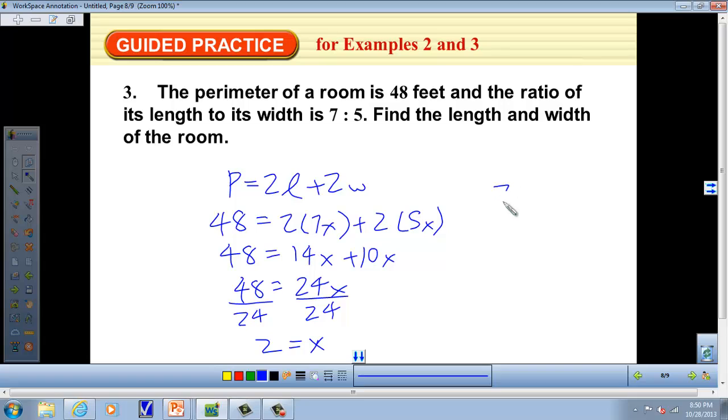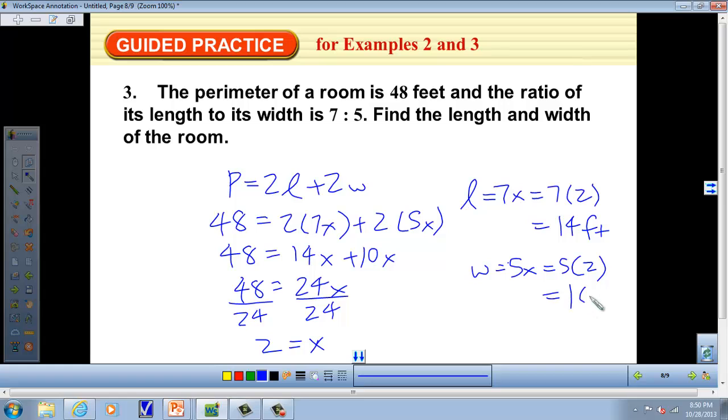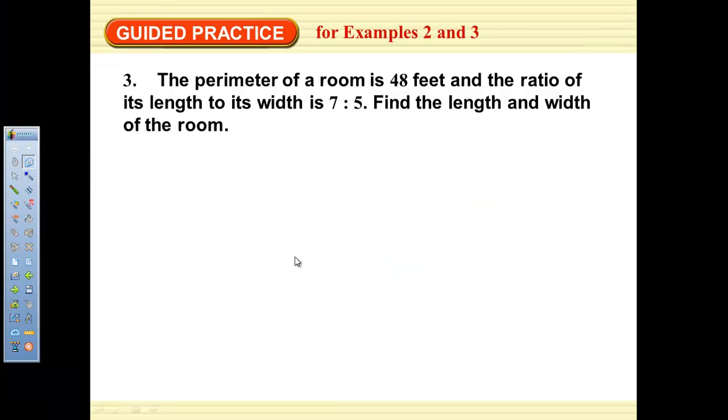We need to know what 7x is, which is the length. So that would be 7 times 2, or 14 feet. And the width is 5x. So that is 5 times 2, or 10 feet. Okay? And we get 14 and 10.